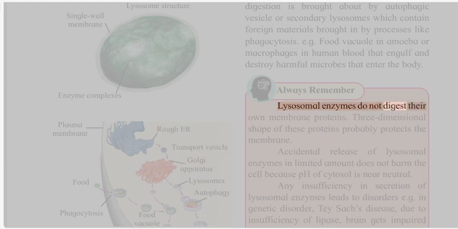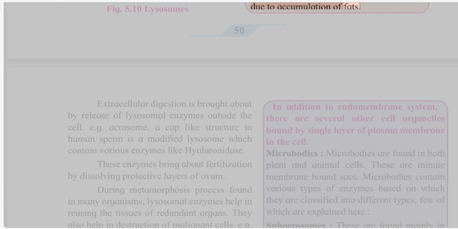Lysosomal enzymes do not digest their own membrane proteins. The three-dimensional shape of these proteins probably protects the membrane. Accidental release of lysosomal enzymes in limited amount does not harm the cell because the pH of cytosol is near neutral. Any insufficiency in secretion of lysosomal enzymes leads to disorders, e.g. in the genetic disorder Tay-Sachs disease, due to insufficiency of lipase, the brain gets impaired due to accumulation of fats.